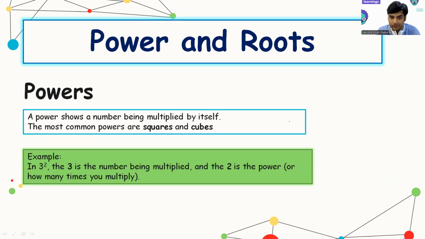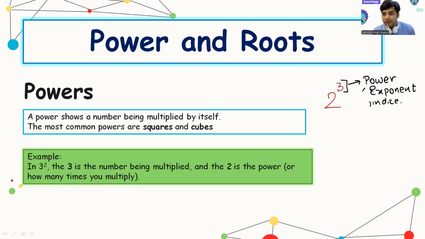So what are powers? Let me tell you. Suppose you have a number like 2 cube. I write a number up here. This number up here is called the power, or the exponent, or index. Both are the same thing. Now this is 2. We read it as 2 to the power 3, or 2 raised to the power 3. This is how we read it.